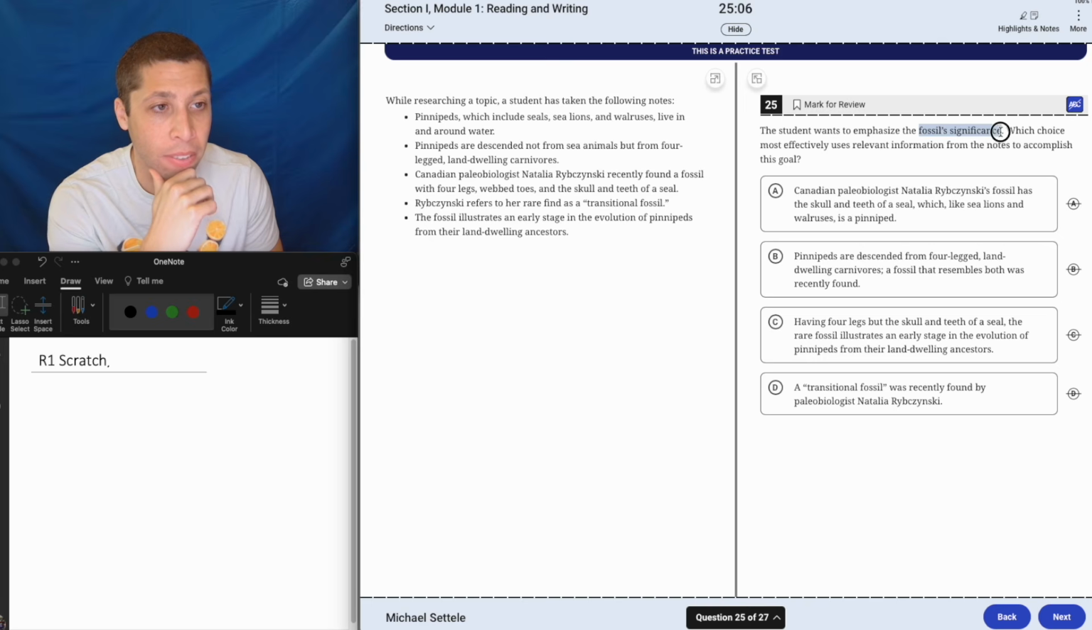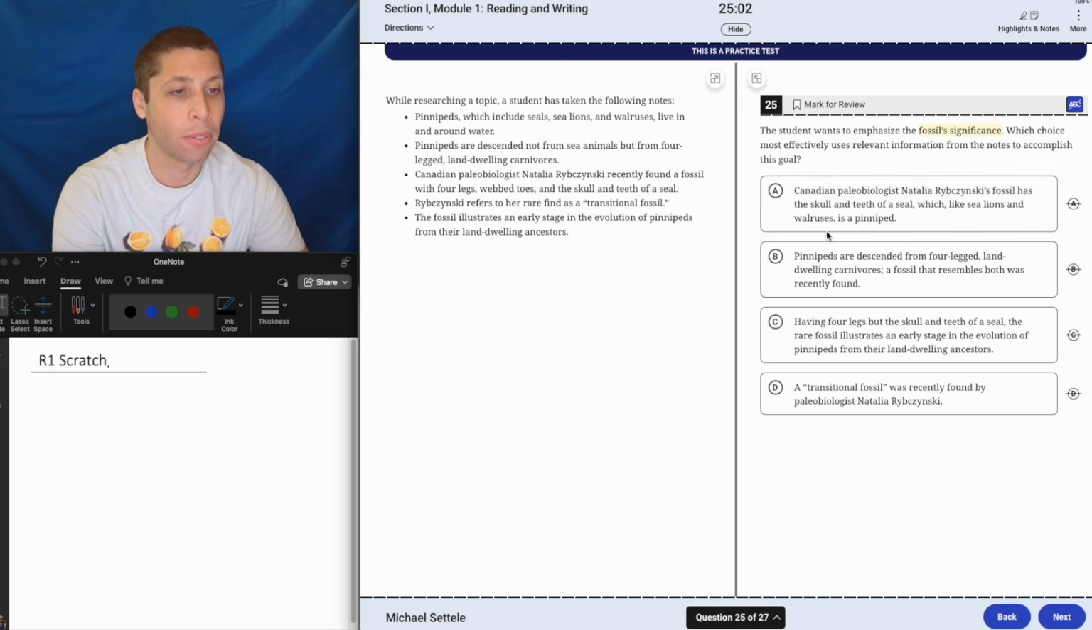Emphasize the fossil's significance. So why is the fossil significant? Canadian paleobiologist, whatever, fossil has the skull and teeth of a seal, which, like sea lions and walruses, is a pinniped. Okay, but does that make it... why is it significant? Because it's like a pinniped? I don't know. Pinnipeds are descended from four-legged land-dwelling carnivores.